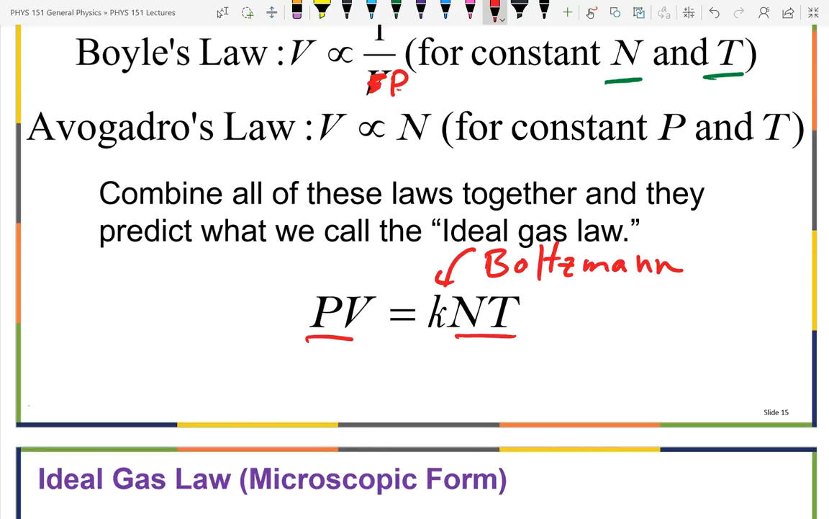Okay, so it should be nRT. That n is a lowercase n. This N is a capital N. So we're going to see in just a moment that the two are the same thing.